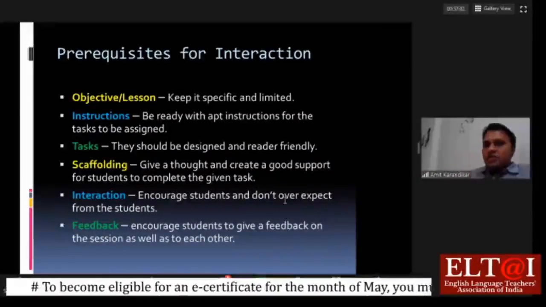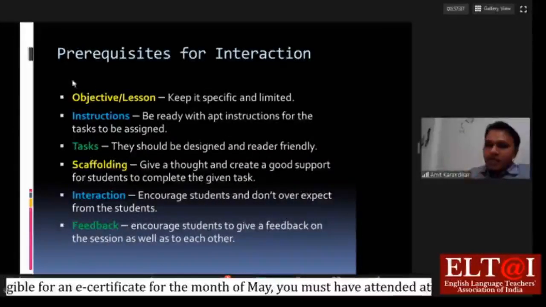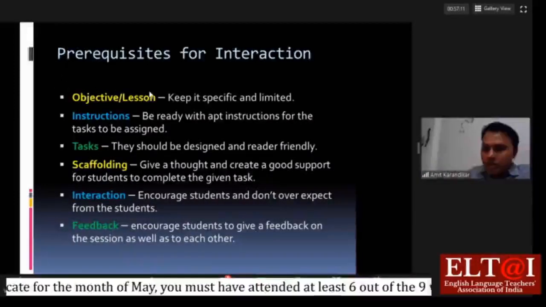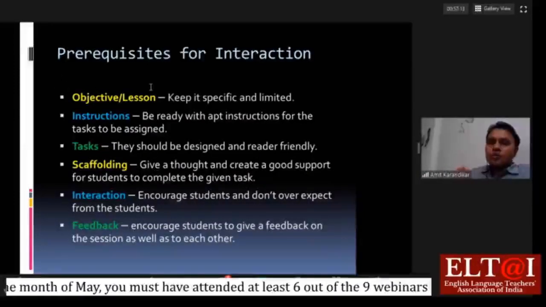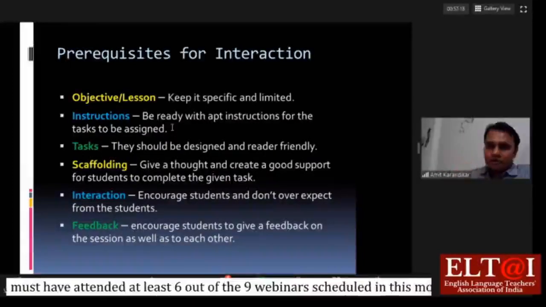But as a teacher, my job is to keep encouraging. And if I over expect from a student, I might be disappointed and I might end up scolding the student or something. So therefore, don't over expect from the students. Let them learn at a slower pace, even if it is slower if you think so.